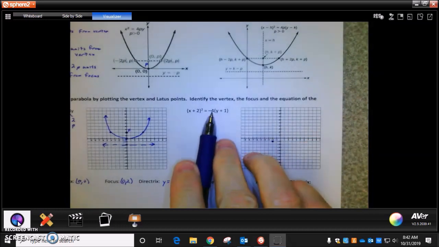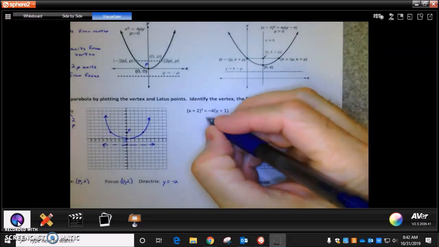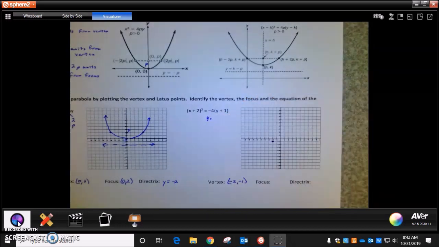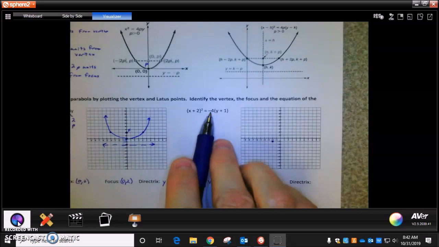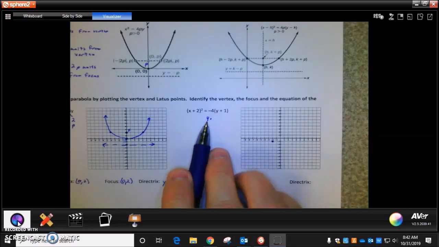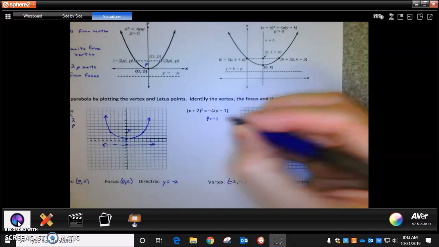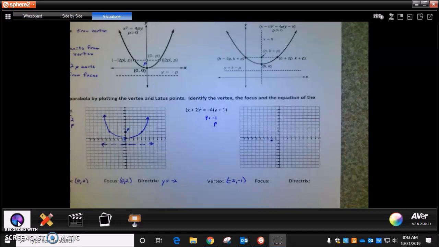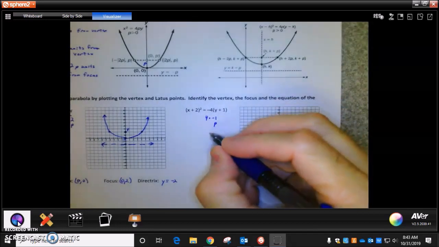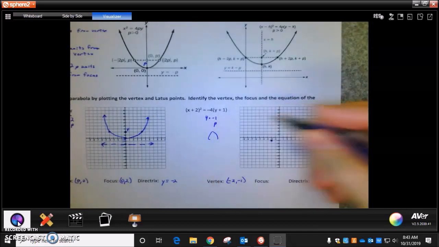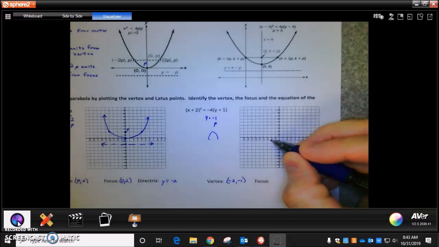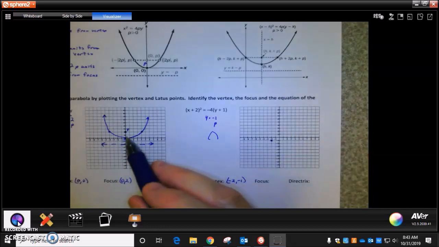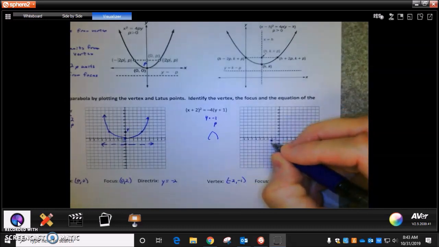Then I'm going to take the number that's out in front of the y, and I'm going to split it into 4 times something. Well, this was a -4. So 4 times -1. That's the p value. Okay, so p is -1, which means this parabola is going to open down. If the p is negative, when I go to find my focus, I'm going to go down 1, whereas on the other one it was a positive p, so I went up 2. But this one is down 1.